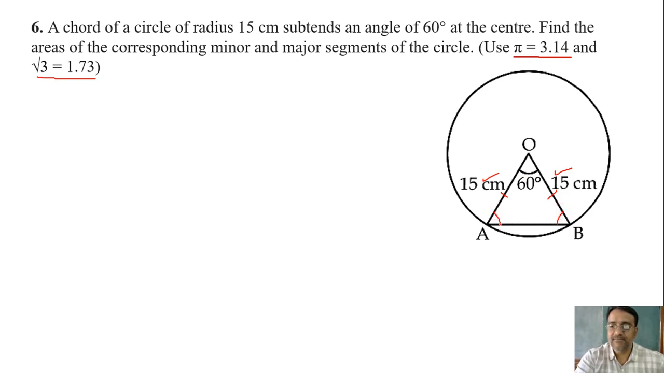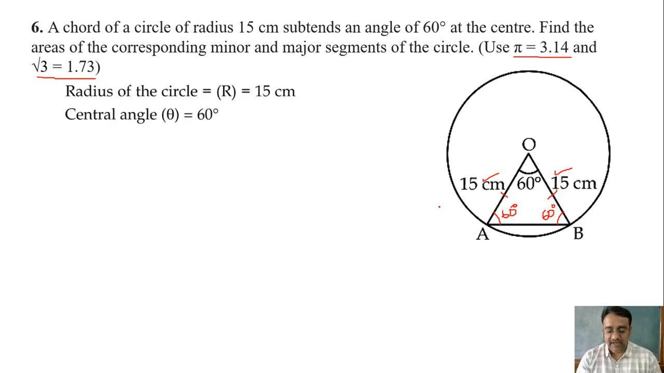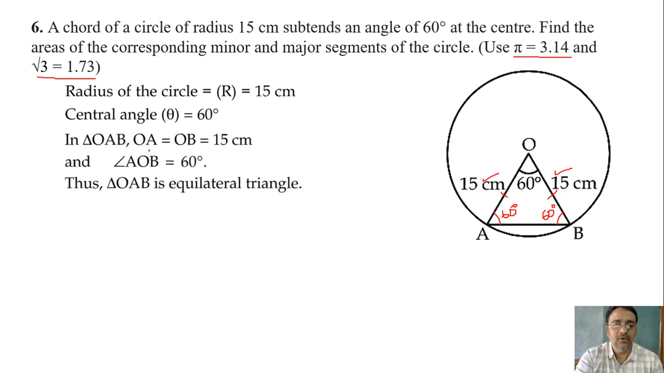Why? Why are these two angles equal? Angles opposite to equal sides are equal. So these two angles also equal 60 degree because the sum of these two is 120 degree. So triangle OAB will become an equilateral triangle. Okay. So radius here is given 15, central angle 60 degree is given, and in this triangle OA is equals to OB 15 centimeter and this angle is 60 degree. So we can easily prove that it is an equilateral triangle.